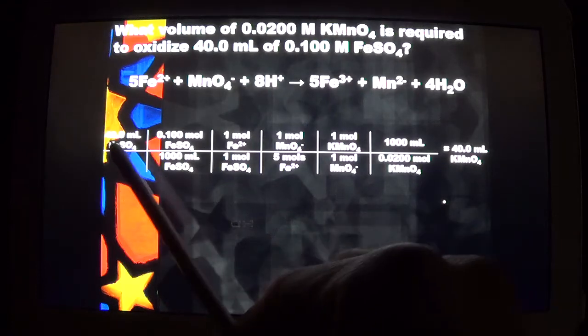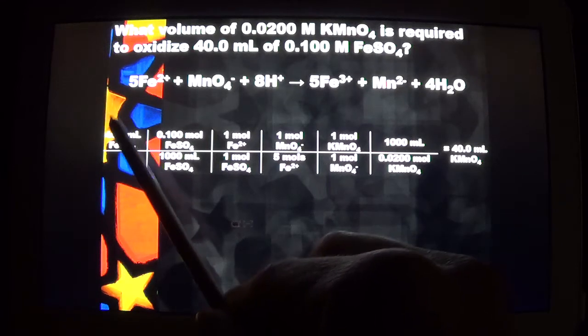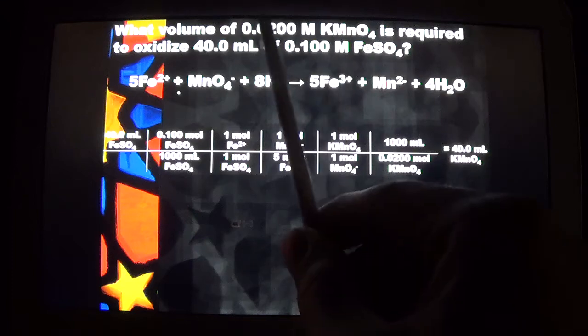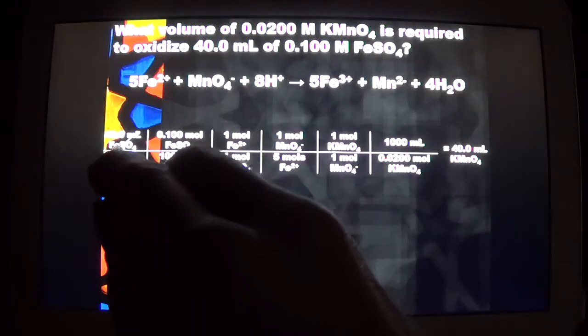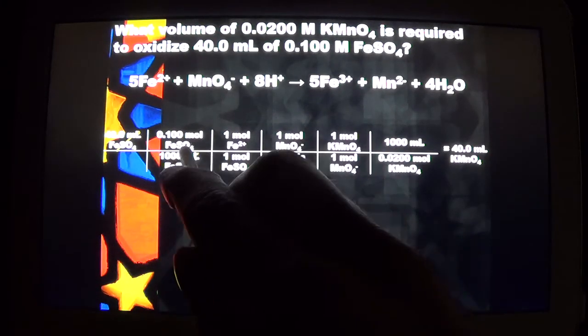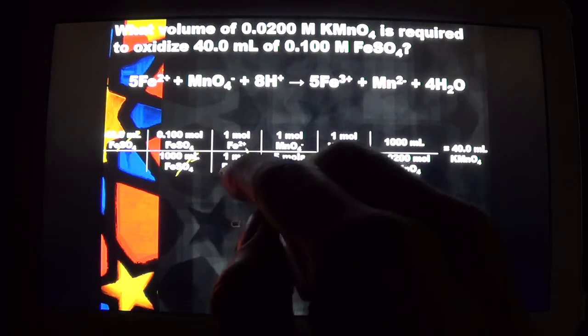This is how I like to start. Check this out. I'm not starting with iron. I'm starting with my iron sulfate because that's what they give me in the problem. My volume times my molarity. So milliliters is going to cancel milliliters. And then I get moles of iron. For every 1 mole of iron sulfate, I get 1 mole of iron ions.